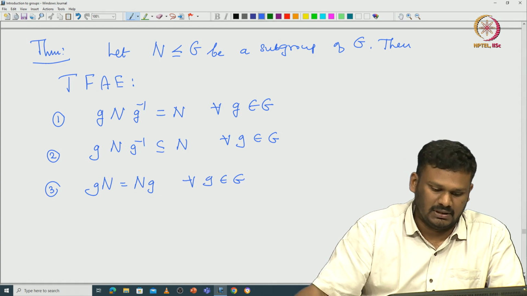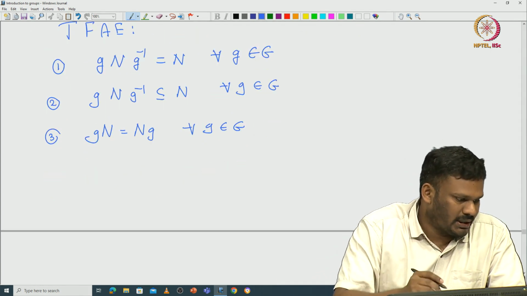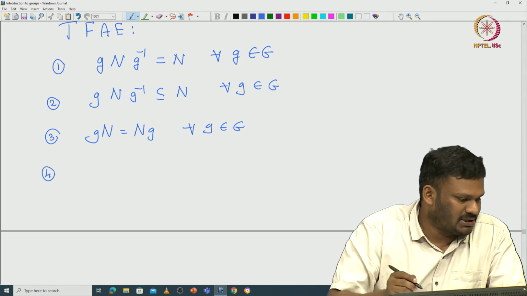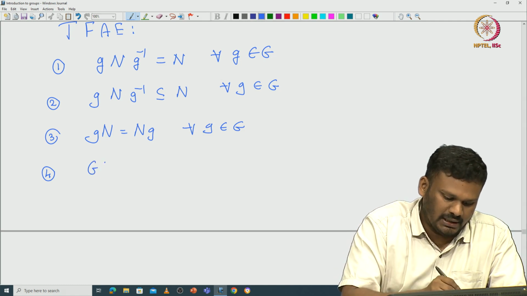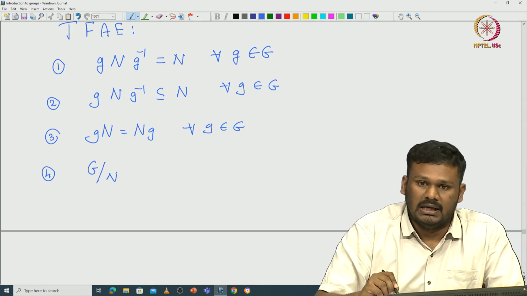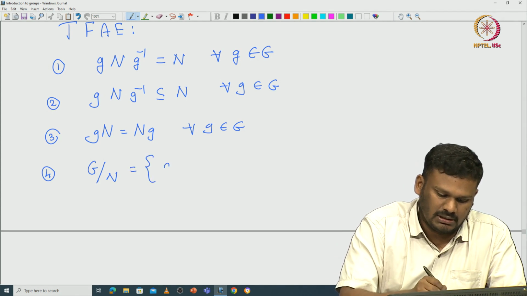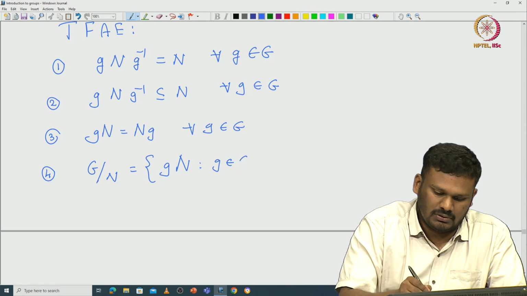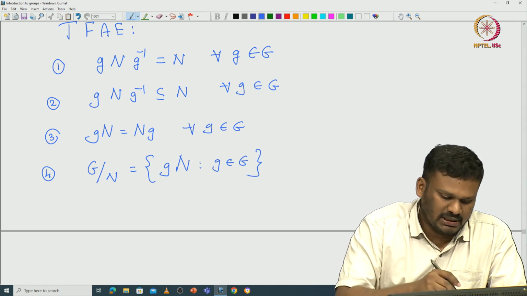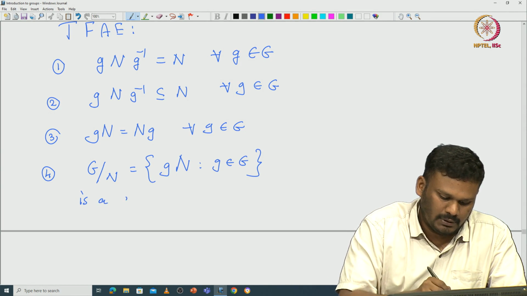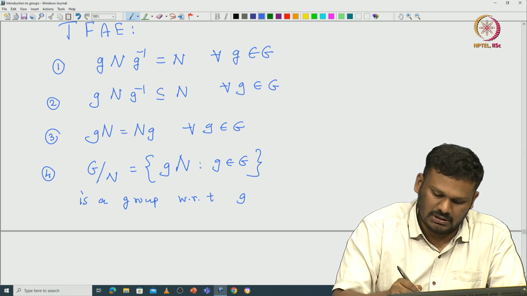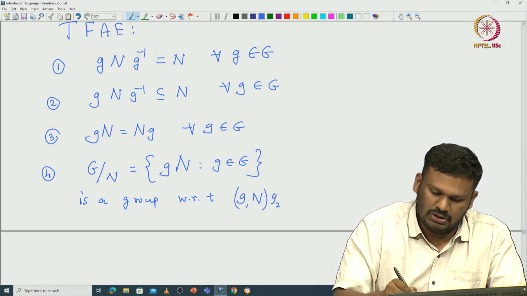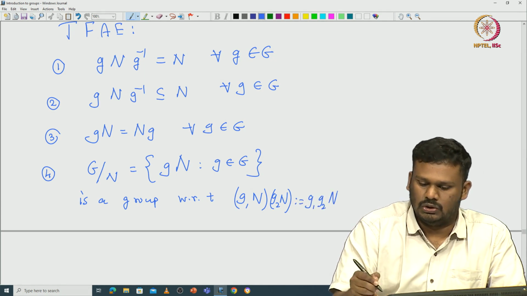Okay. So, these three definitions are equivalent, that is easy to see. So, here is the fourth definition. If you take this G modulo N, which is the set of all left cosets of N in G, that is, gN where g runs over capital G, this forms a group with respect to this specific multiplication: g1N times g2N is defined to be exactly equal to g1g2N.